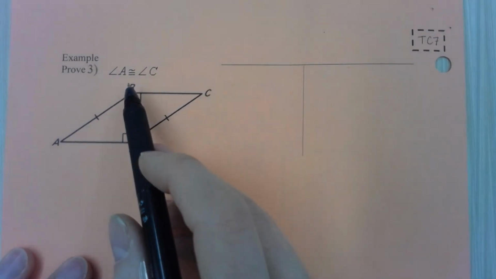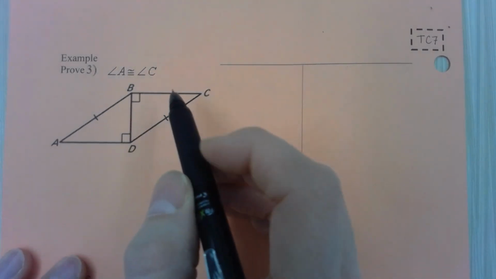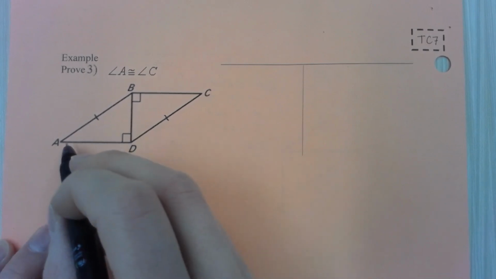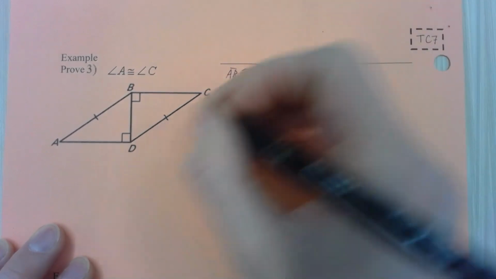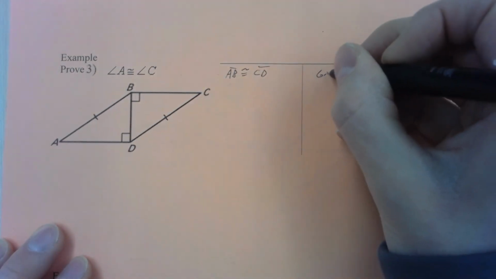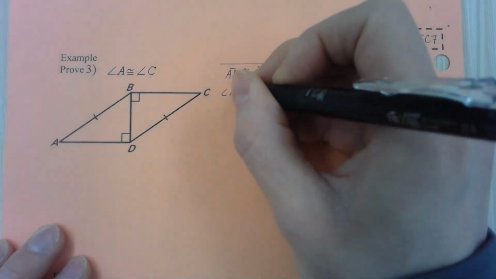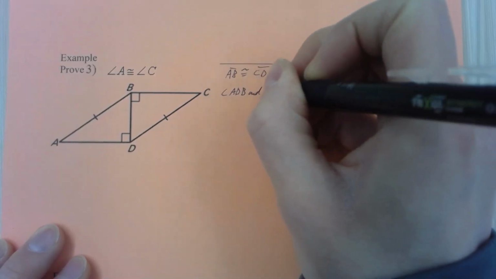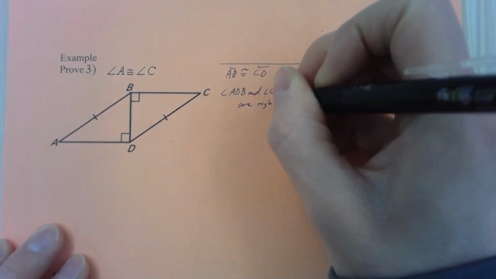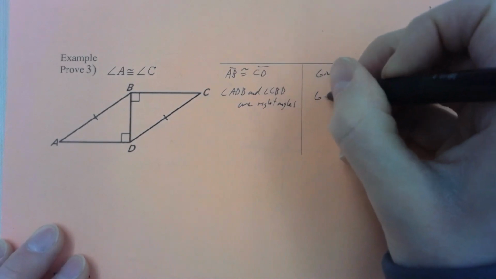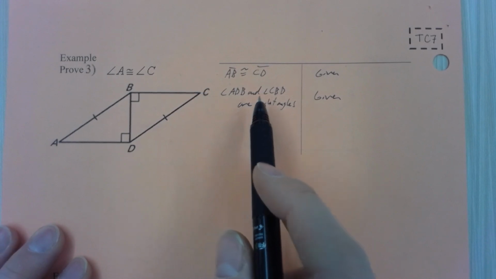Okay, one more. Here we're trying to prove that angle A is congruent to angle C. That is not given, that's something we're trying to prove. We're given that AB is congruent to CD. We're also given these right angle symbols, so angle ADB and angle CBD are right angles. That's given. It's a given right angle marking that's on there.